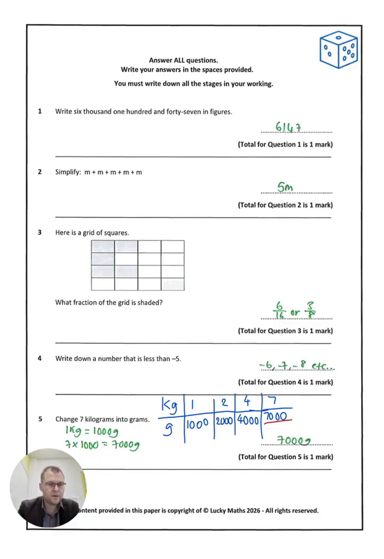So, page 1, question number 5, metric conversion, kilograms to grams, to show the relationship 1 kilogram equals 1,000 grams. That can be doubled, and then to show why 7 kilograms is 7,000 grams.